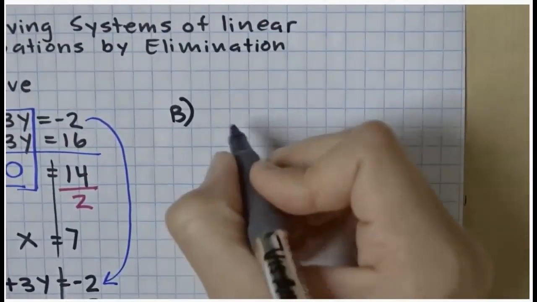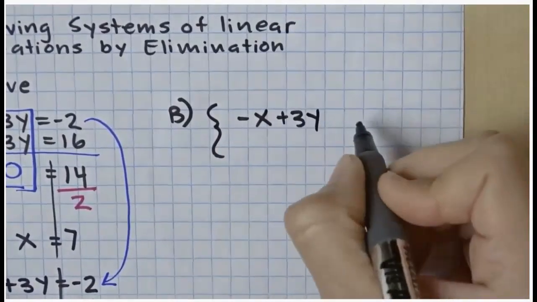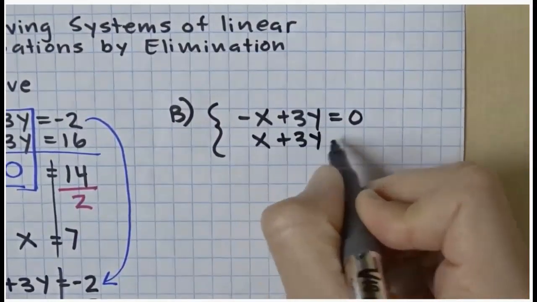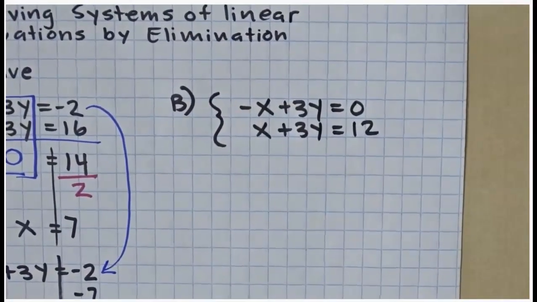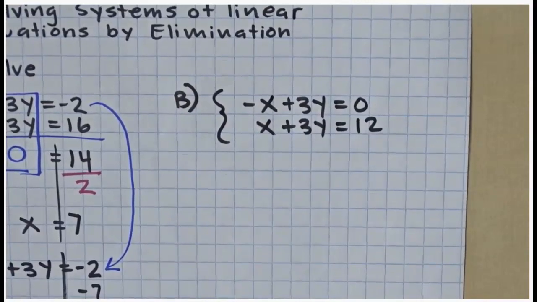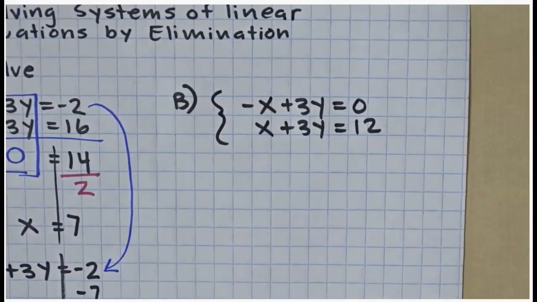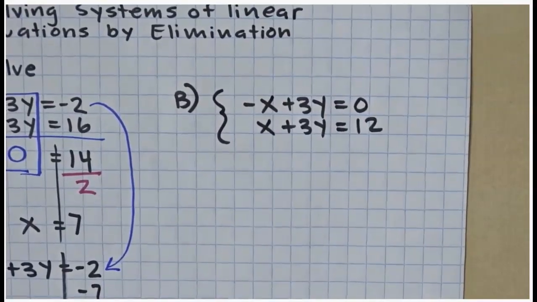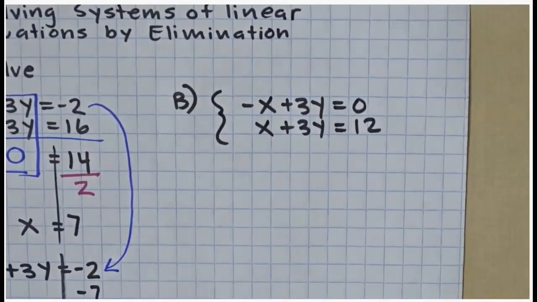Example B says negative x plus 3y equals 0, and x plus 3y equals 12. And when we're doing the elimination method, you kind of want to know what you're doing before you start writing anything down. So let's focus on this one. Will I get a 0? If I add these up vertically, will I get a 0 somewhere? And if you do, then just go to it and do it. If not, then we're going to have to do something different. And I'll show you what that different one is.